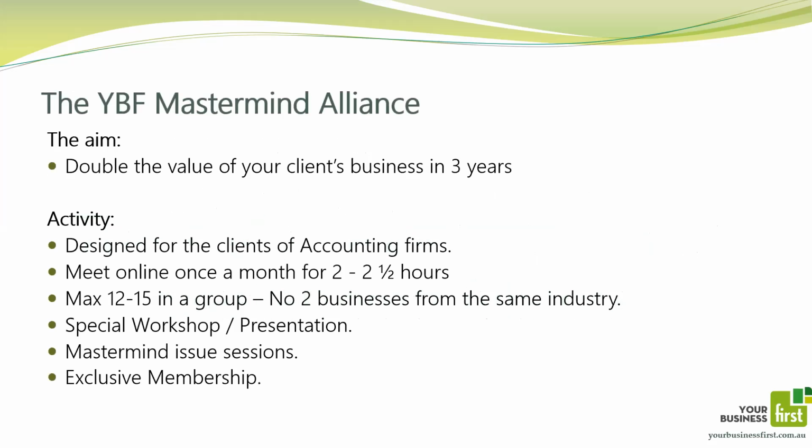The aim of the Mastermind Alliance is to double the value of your clients' businesses in three years. This is purely designed for the clients of accounting firms, and how it's structured is that we meet online once a month for 2 to 2.5 hours, starting around 7 or 8 o'clock, just to minimize the time that they're outside the office. We'll have 12 or 15 of your clients in the group. And the idea is that there are no two businesses from the same industry in the group.